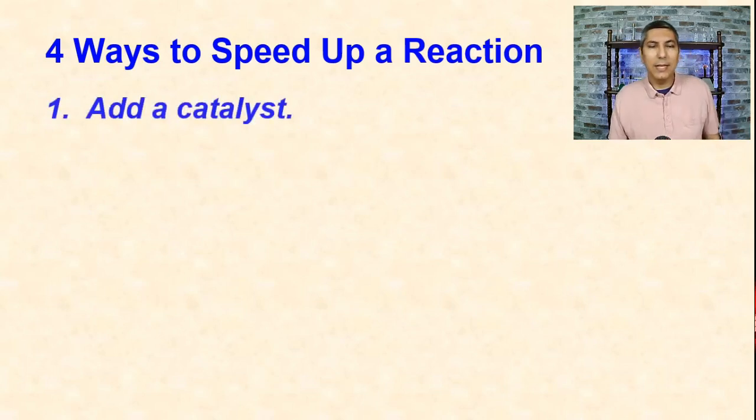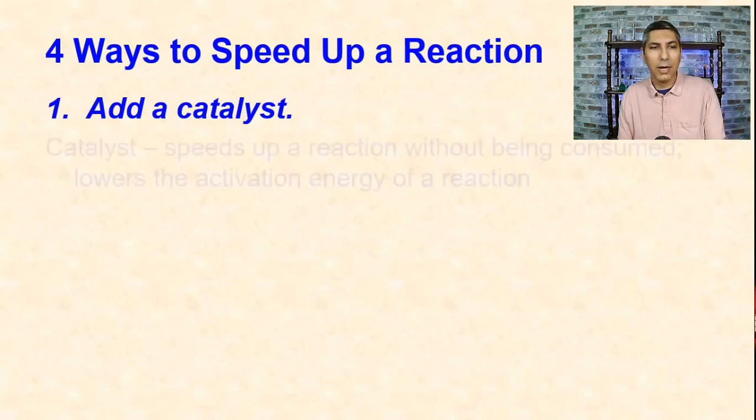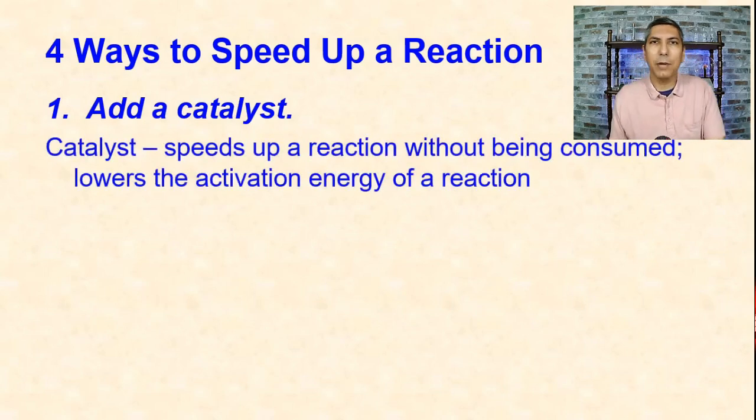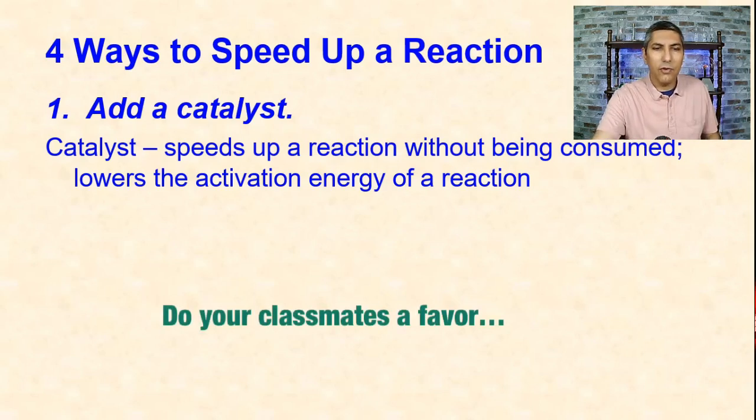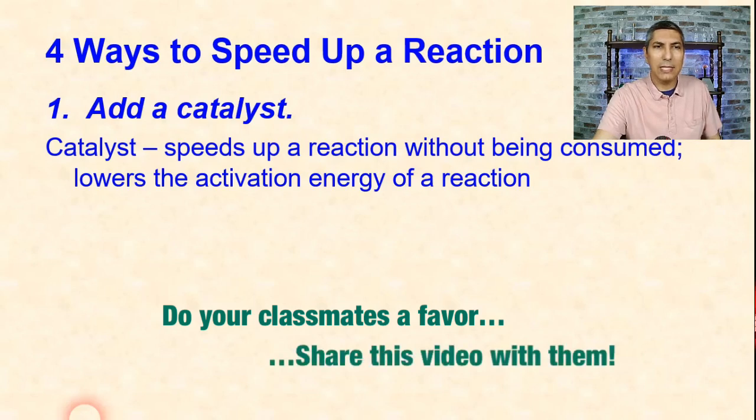The first way is to add a catalyst. Now, you've probably heard this word before. A catalyst speeds up a reaction. But the neat thing about a catalyst is it's not consumed. It does not get used up over the course of a reaction. And the way this works is that it lowers the activation energy of a reaction. This actually gives us an alternate pathway for the reaction.